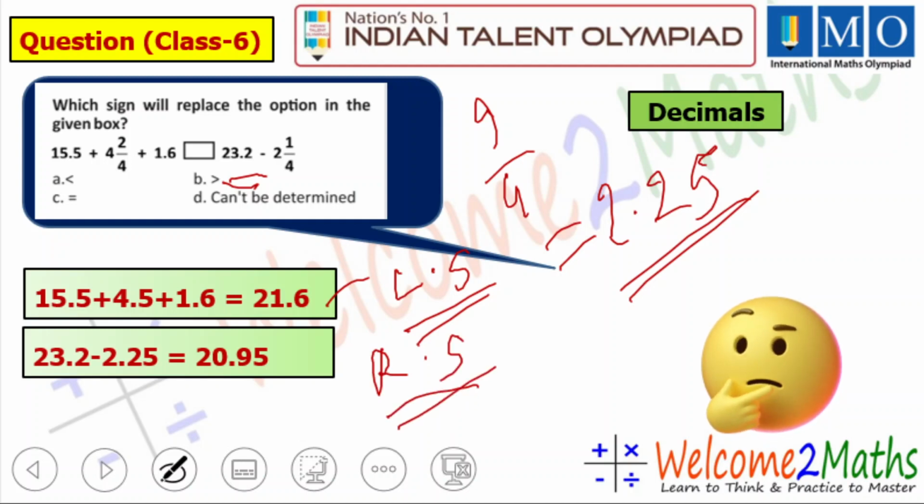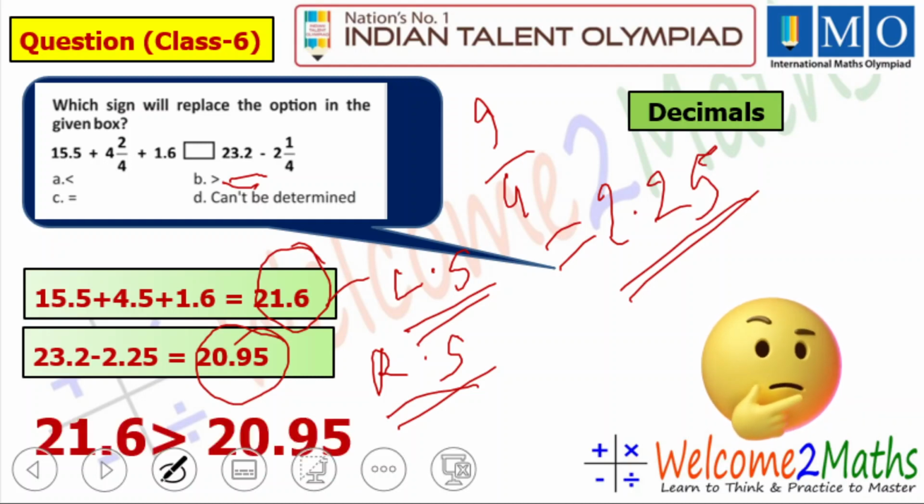Got it? So now between these 2 numbers 21.6 and 20.95, what is the relation? Are the numbers equal? No. You can see that 21.6 is greater than 20.95. We have already learned how to compare numbers, and you can check this in that way. So we have 4 options now. Which one is the correct one? You see, option B is the right one. So this is our answer.